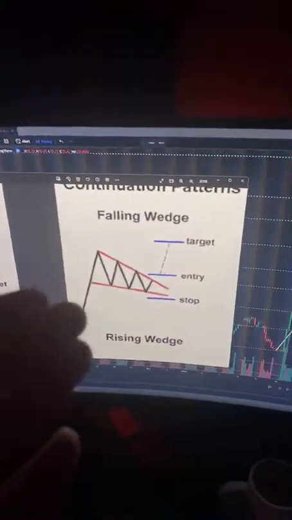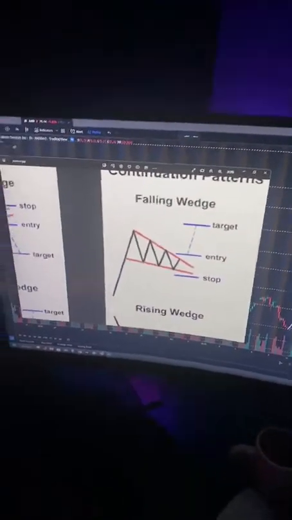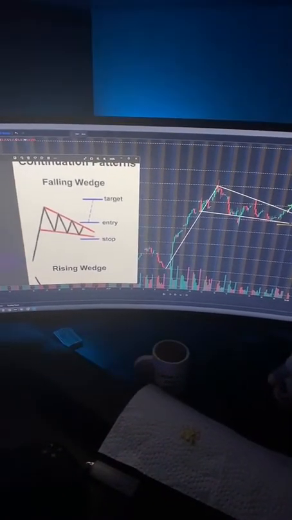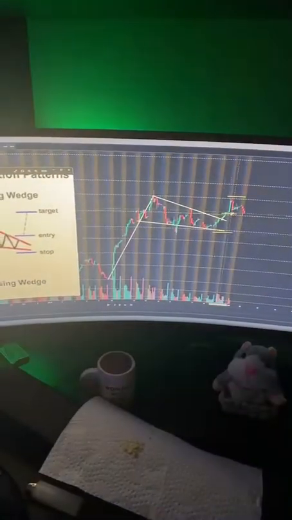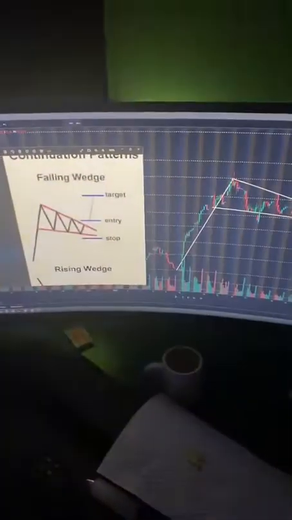Anyways, we're gonna compare these two. We're gonna compare the live chart example that I just charted out with you guys versus the textbook example of a falling wedge. As you can see, we have our nice pull. We have a consolidation right here. We consolidated, then we broke up. We have our entry, we have our stop loss, and we have our target up here.